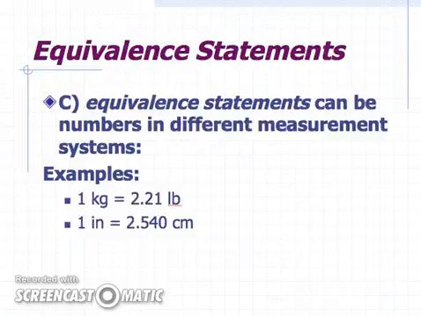The next type of expressing equivalent statements would be if your numbers are in different measurement systems. For example, if we were just looking at mass and we wanted to know how kilograms are equal to pounds, this would be the equivalent statement that we would use: 1 kilogram is equal to 2.21 pounds.